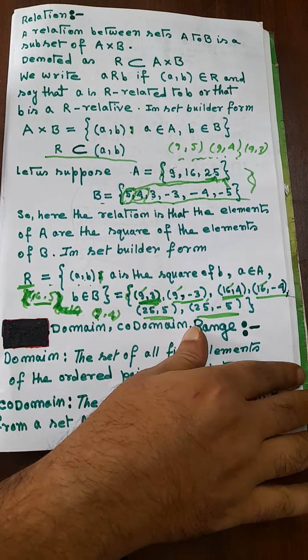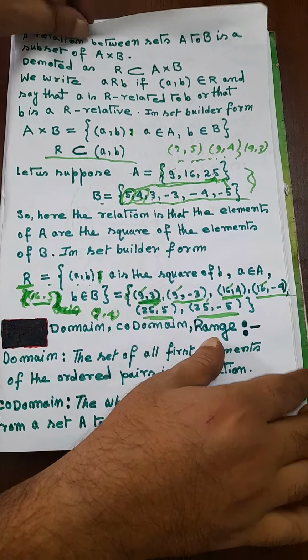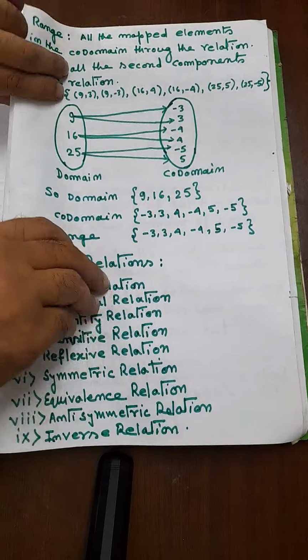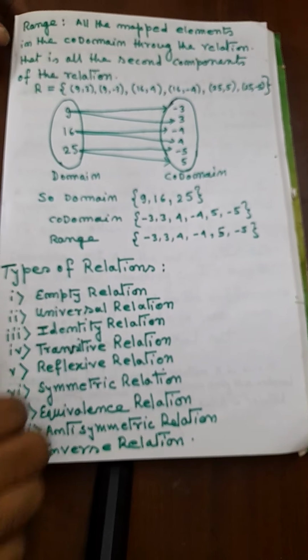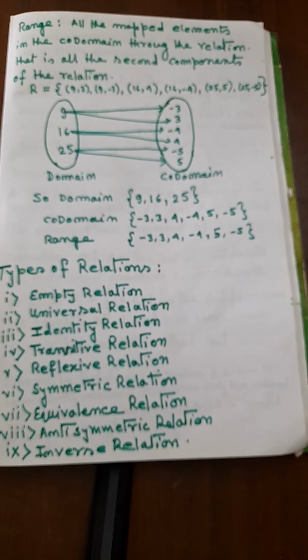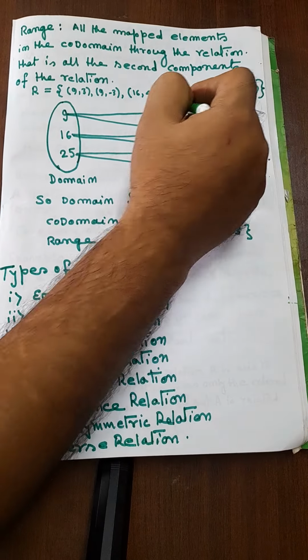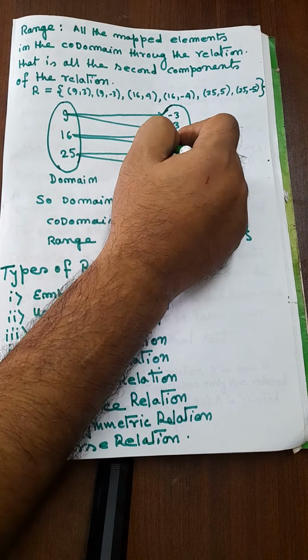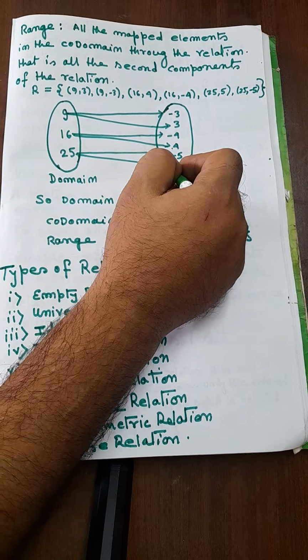And what is the range? What will be the range? All the mapped elements in the codomain through the relation. Okay, all the mapped elements in the codomain through the relation is the range. That is all the second components of the relation. So here we can see that 9 is mapped to 3 and minus 3, 16 is mapped to 4 and minus 4, and 25 is mapped to 5 and minus 5.